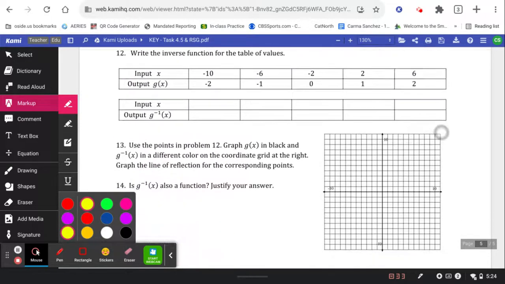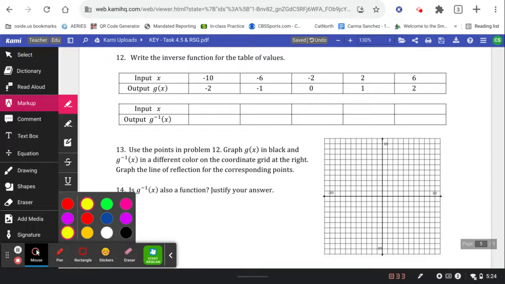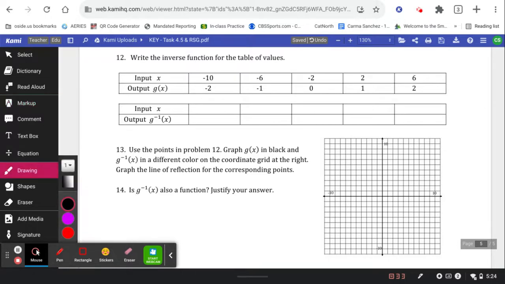Okay. Write out the inverse function for the table of values. And so if my input is negative 10 and my output is negative 2, I'm going to flip those. It's kind of like saying x and g of x. So now this is going to become negative 2 and this is going to be negative 10. I'm literally just flipping them. Pause the video, continue the rest. Okay, let's see how you did.